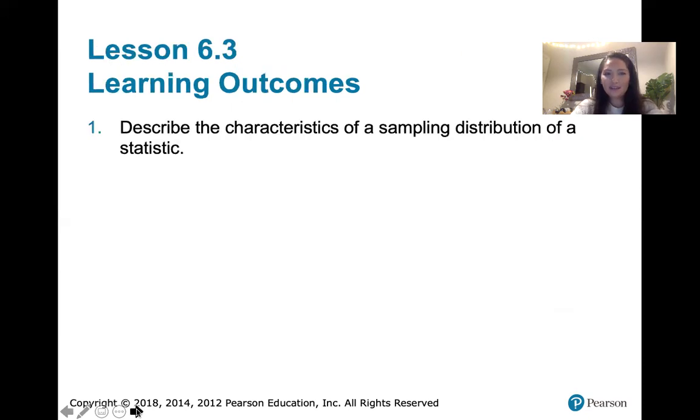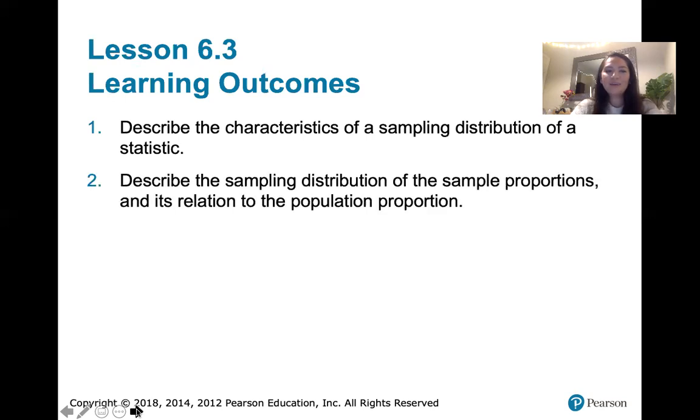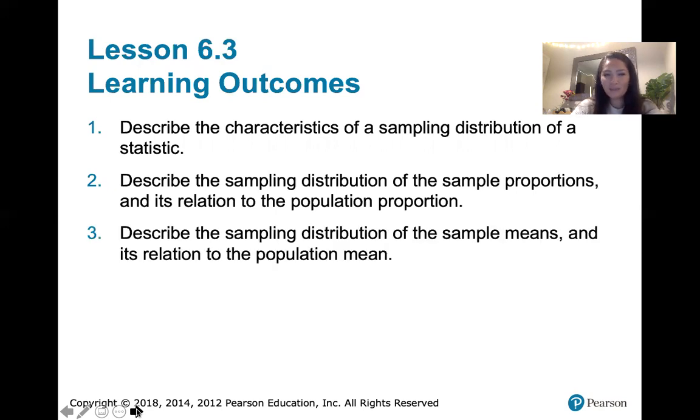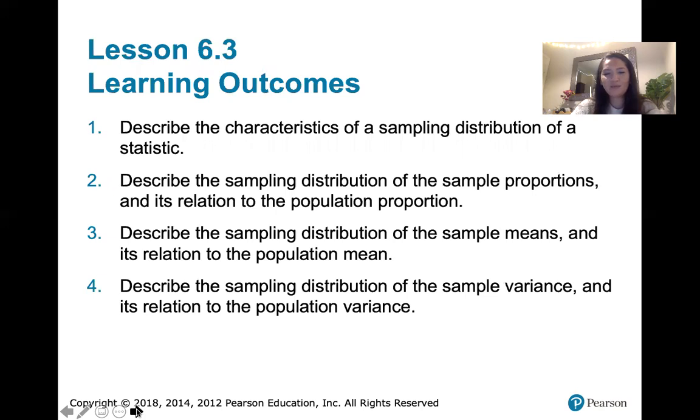So here are our learning outcomes. First, we're going to describe the characteristics of a sampling distribution of a statistic. Then we're going to describe the specific sampling distribution associated with sample proportions and that relation between sampling distributions of sample proportions to the population proportion. And we'll do the same thing with sample means and the same thing with sample variance.